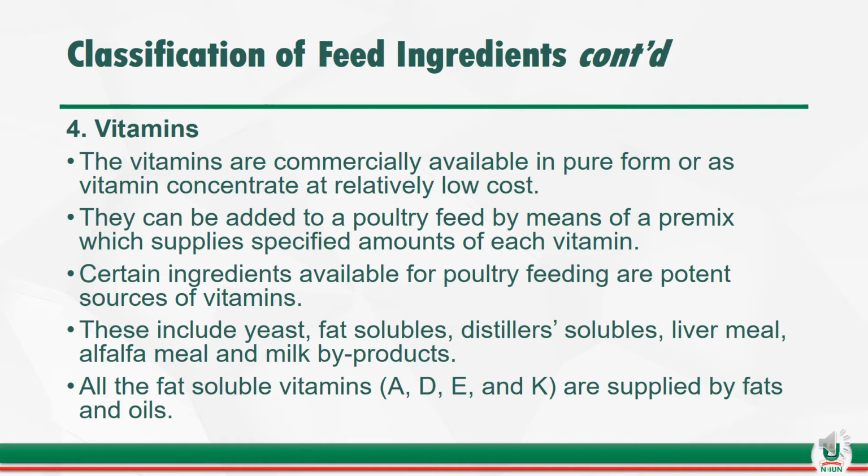They can be added to a poultry feed by means of a premix, which supplies a specified amount of each vitamin. Certain ingredients available for poultry feeds are potent sources of vitamins. These include yeast, fat solubles, distiller solubles, liver meal, alfalfa meal, and milk byproducts. All the fat soluble vitamins that we normally refer to as A, D, E, and K vitamins are supplied by fats and oils.